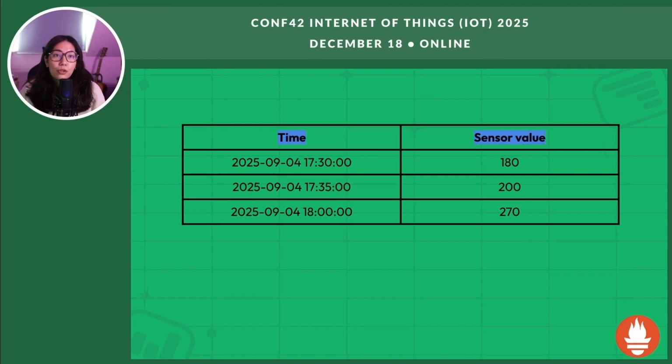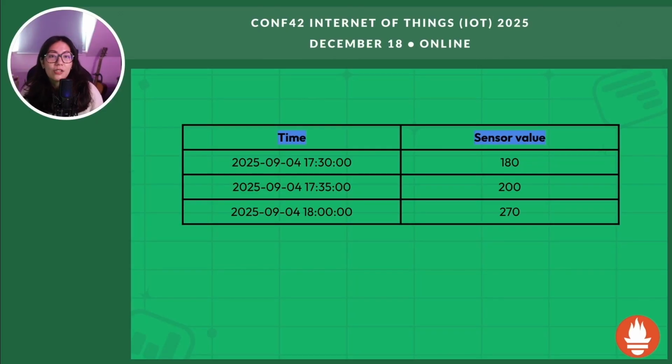The Prometheus database to store the sensor values is called a time series database. So this means that Prometheus also keeps track of when the values are stored and stores the timestamp. So this allows us to see a timeline of how the sensor values change over time.